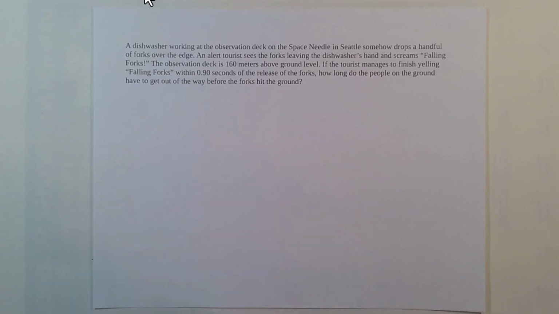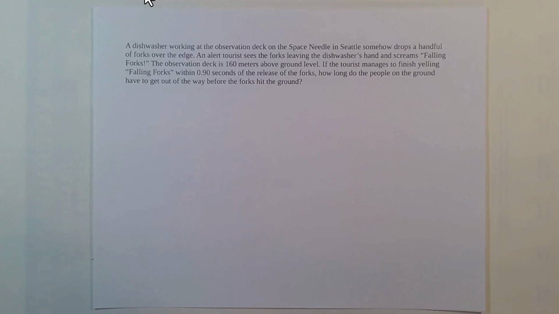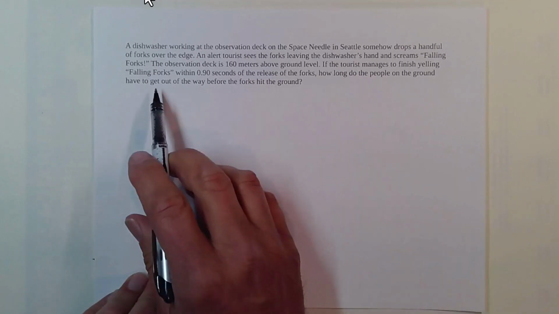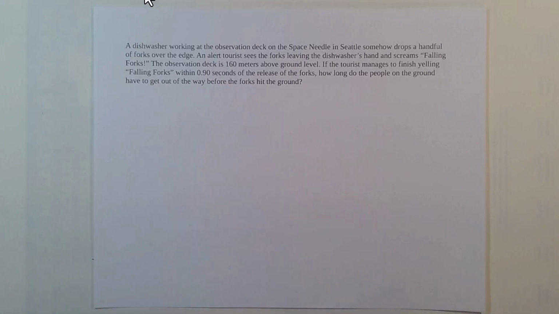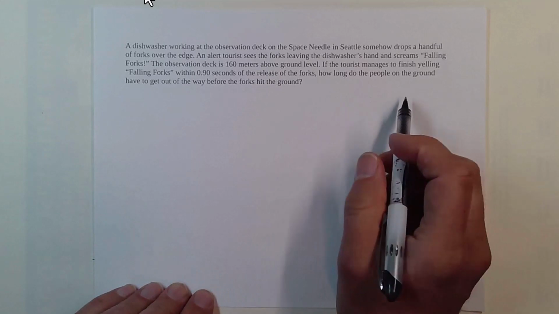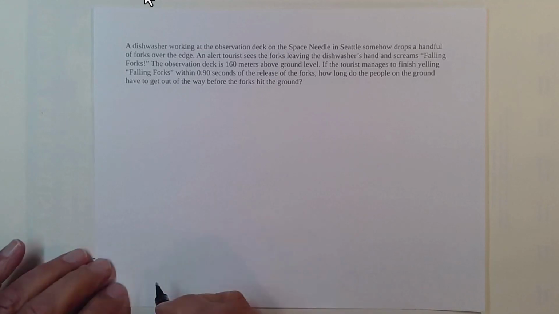The observation deck is 160 meters above ground level. If the tourist manages to finish yelling "falling forks" within 0.90 seconds of the release of the forks, who's measuring this? Anyway, how long do the people on the ground have to get out of the way before the forks hit the ground? This is a similar problem.